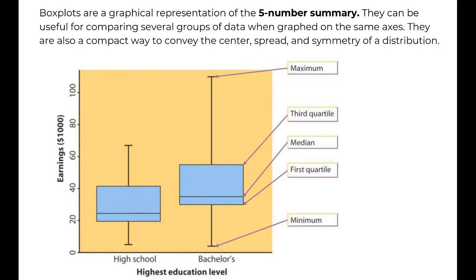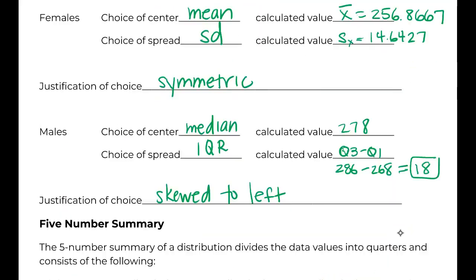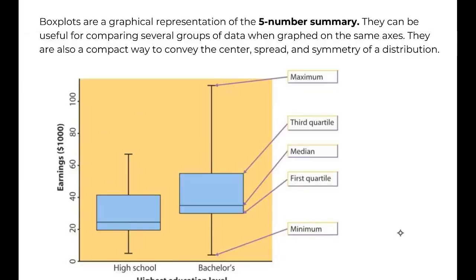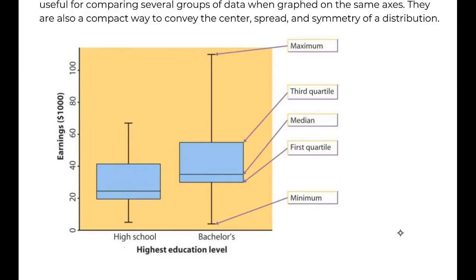By the way, the other advantage to a box plot is that you can compare multiple groups. We've actually already seen this. Look at the last example we did with the stem plot. We did a back-to-back stem plot, and this allowed us to compare males and females, a categorical variable, with a quantitative measure, how much they scored in this bowling tournament. So this allows us to do something very similar. We're looking at 2 different categories, high school and bachelor's, versus earnings on a quantitative scale.